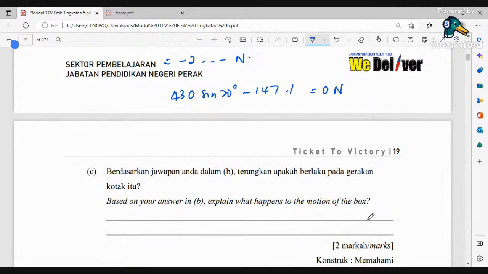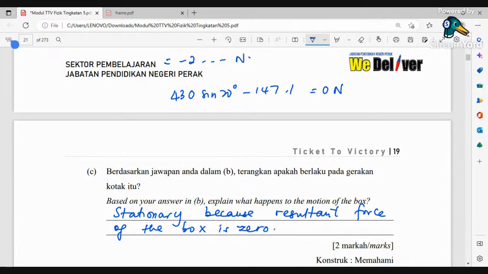Okay, based on your answer, explain what happens to the motion of the box. The box does not move, or is stationary. The reason is because the resultant force on the box is 0.